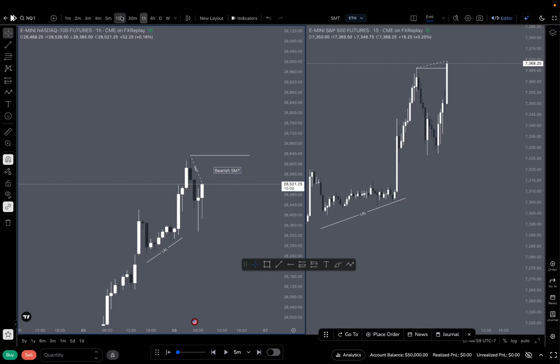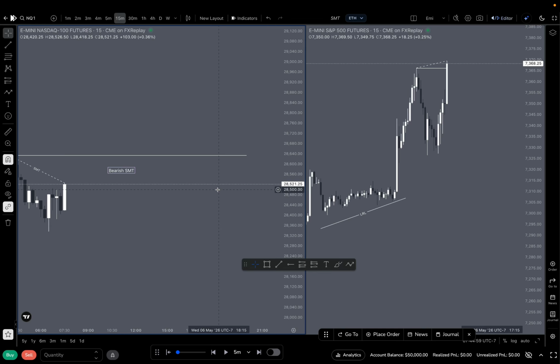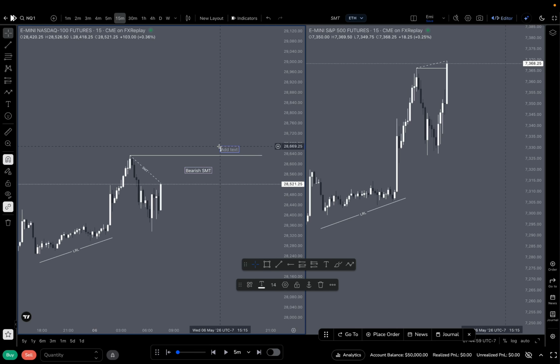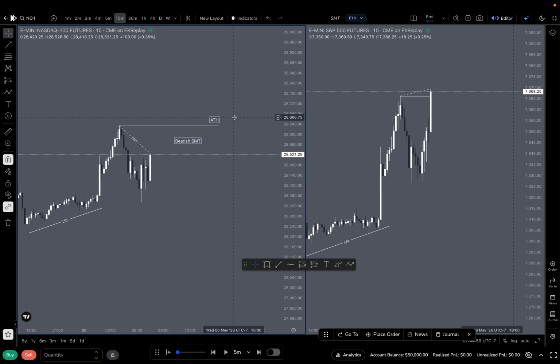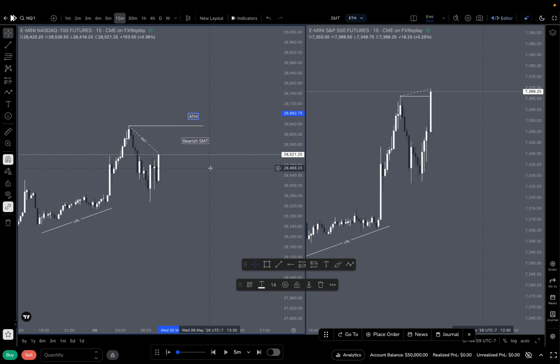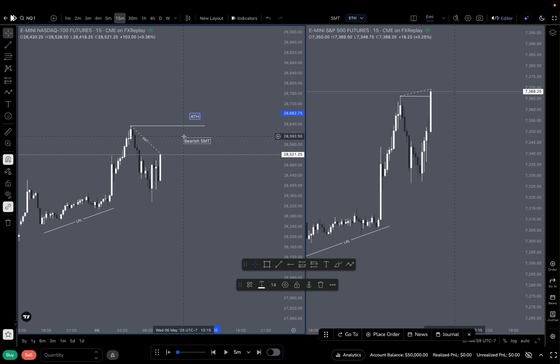So that would be a prominent draw on liquidity, one that I haven't covered, but you guys can just see this as all-time highs. So this SMT would be important, and if taken on one asset, we can expect a reaction from this. These are SMTs to be paying attention to.